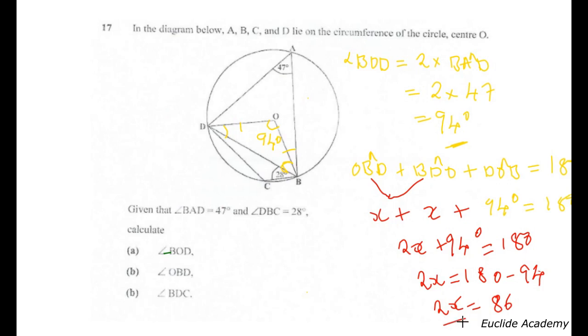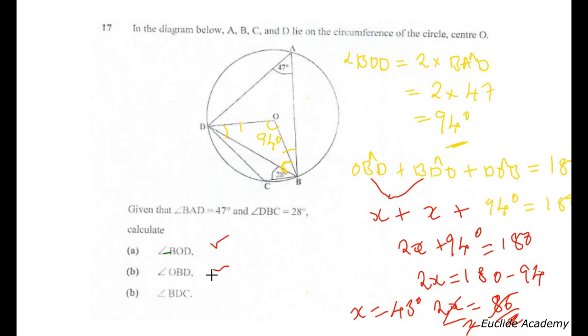Then we divide 86 by 2. We divide both sides by 2, and we get x is equal to 43 degrees. Which means angle OBD is equal to 43 degrees. So we have 43 degrees for this one, and we have 94 degrees for BOD.